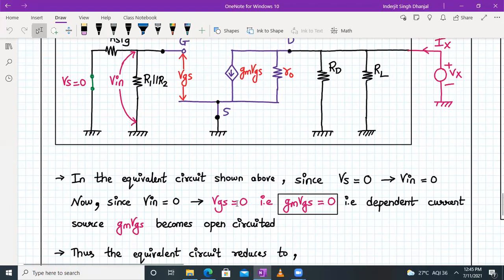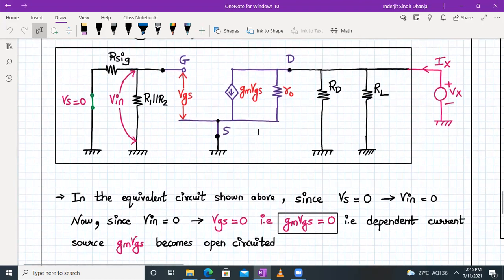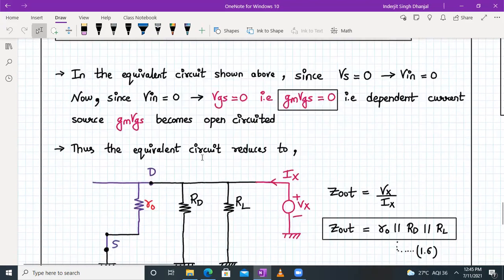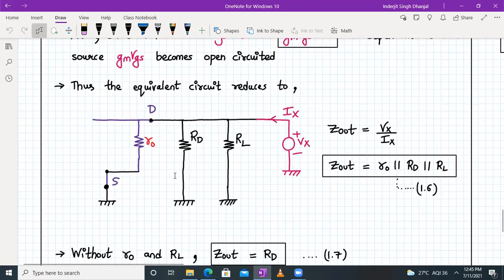And since VGS is 0, gm times VGS, that is your dependent current source, becomes an open circuit, and your circuit will reduce to this. As you can see, at the output terminals, we have removed the output Vout and connected a test source Vx, and we are trying to measure the current Ix. So we have to redraw the circuit with gm times VGS as an open circuit. Your equivalent circuit reduces to this network.